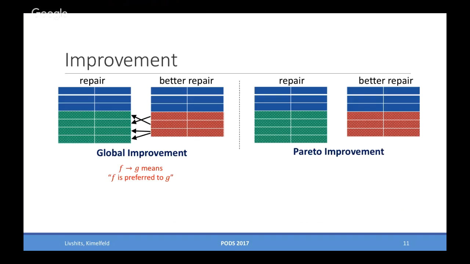In this case we replace a set of facts with another set of facts such that each removed fact is dominated by some inserted fact. So that's a global improvement. We say that the right one is a Pareto improvement of the left one if there exists one red fact that is preferred to all of the green ones. In this case, we again replace a set of facts with another set of facts, but now one inserted fact is preferred to all of the removed ones. And that's a Pareto improvement.